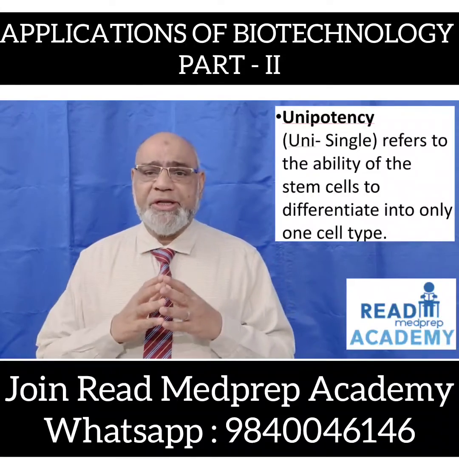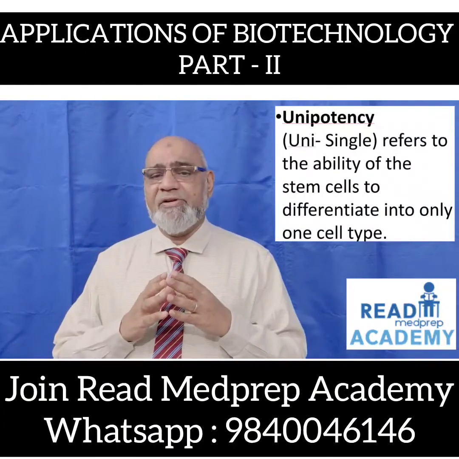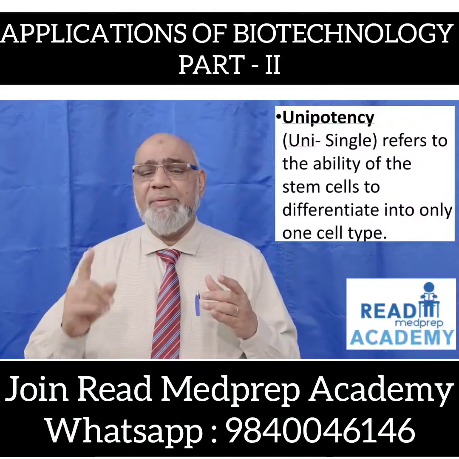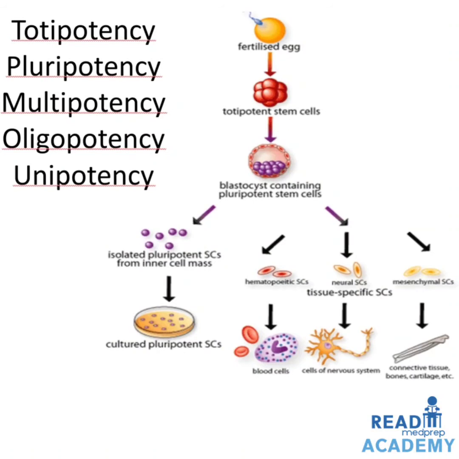What is unipotency? Uni means single, refers to the ability of the stem cells to differentiate into only one type of cell. Now in this image you can see the totipotency, the pluripotency, the multipotency, oligopotency, and unipotency.